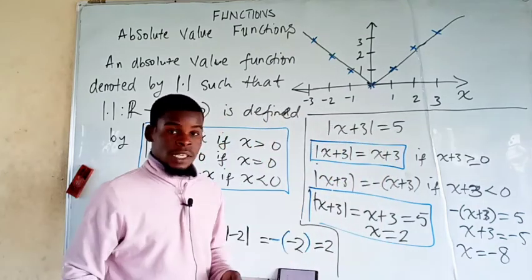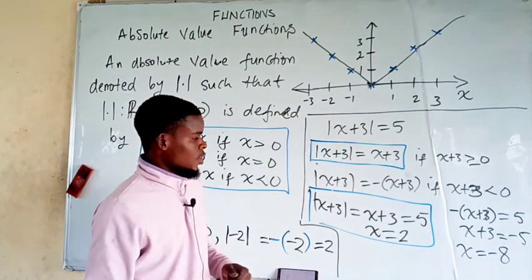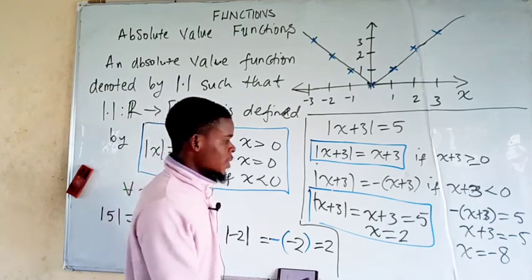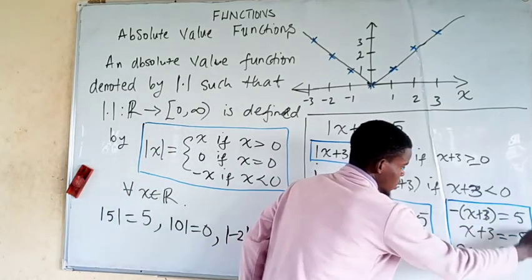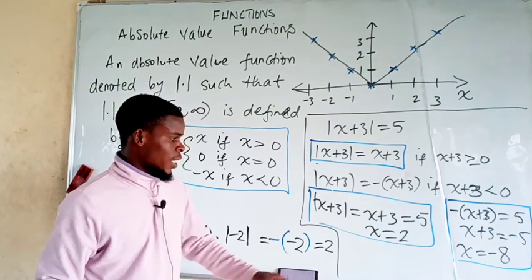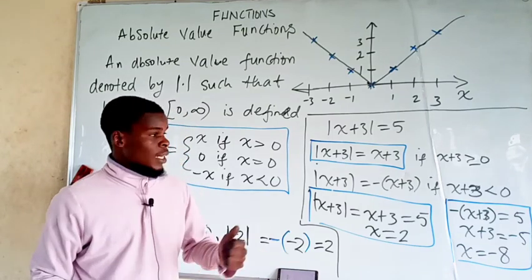Good. So with this new value of x, the left hand side will be equal to the right hand side. This tells us that x equals to negative 8 and x equal to 2 will satisfy that given equation.